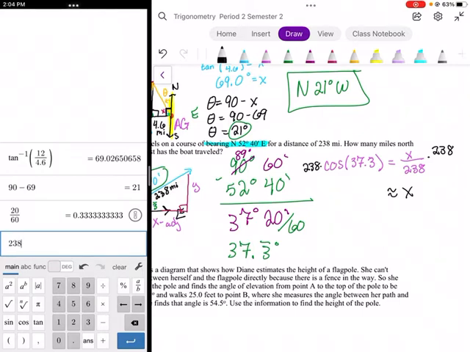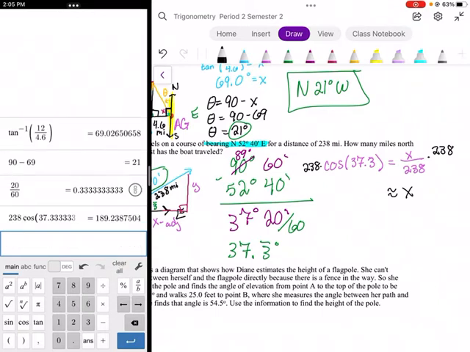So we'll take 238 times the cosine of 37.3 repeating. You could probably put 1, 2, 3, 4, 5, 6 threes in your calculator, and then your answer will be pretty accurate. So this one, 238, perfect. So we will get about 189.2, and this is represented in miles.